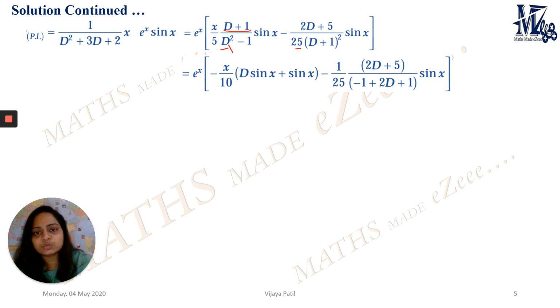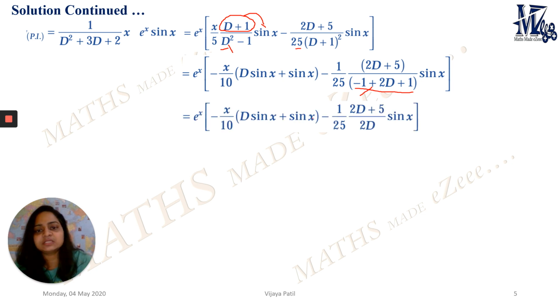Now this d plus 1 is getting multiplied with this sine of x. So it is nothing but d times sine of x plus sine of x, right? Minus 1 by 25. Now again, this d plus 1, the whole square, is nothing but d square plus 2d plus 1. Then d square is getting replaced as minus 1, and therefore this is the expansion over here. And we have replaced it here, d square as minus 1, right? And again, getting operated on sine of x.